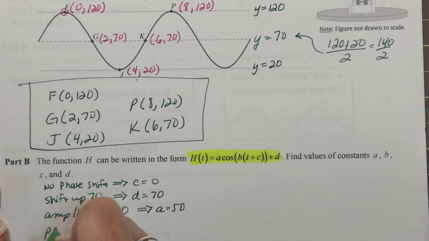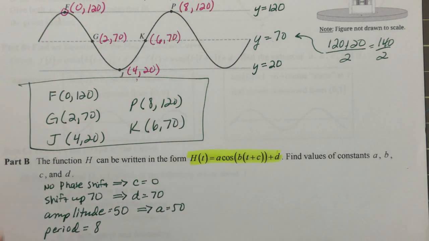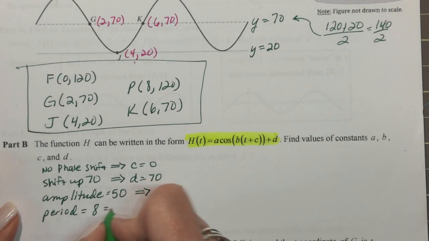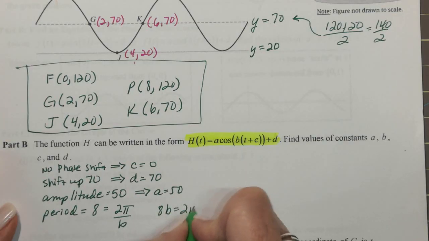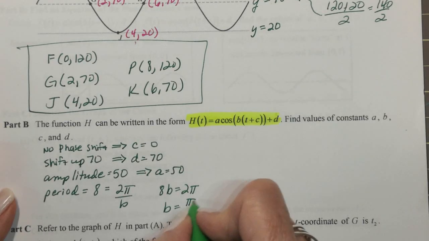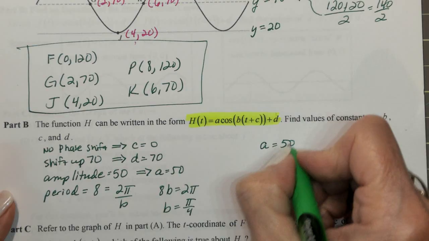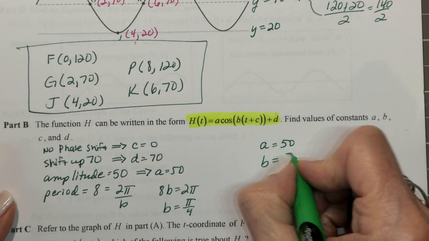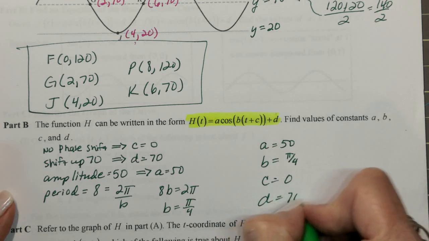And the period now. The period is 8, and that is equal to 2 pi over B. Cross multiply, and we get 8B is 2 pi. So B, if you divide by 8, B is pi over 4. So A was 50, B was pi over 4, C is 0, and D is 70.